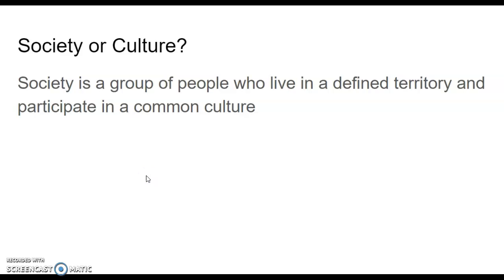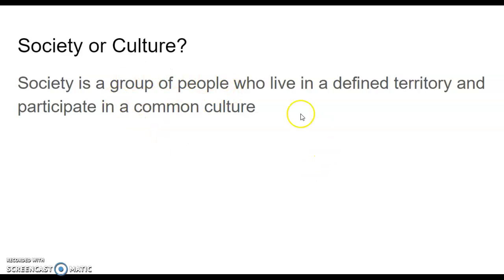So how is society, the word society, different from the word culture? So society is different because it is a group of people who live in a defined territory and participate in a common culture. So a defined territory meaning that there are borders. Okay, so for example, again, we can use the example of the United States. There are some defined borders. We know where our country begins and where our country ends.